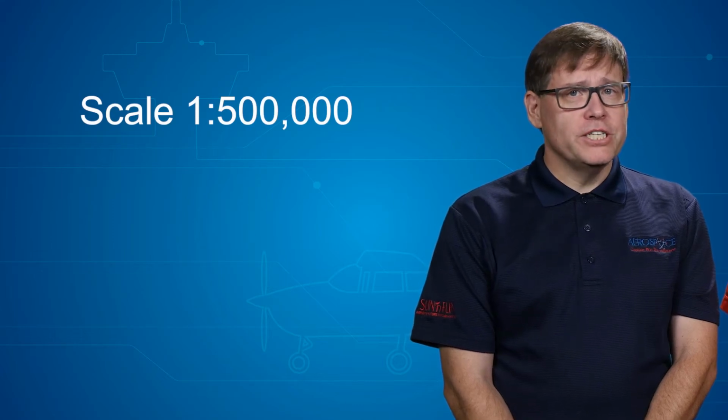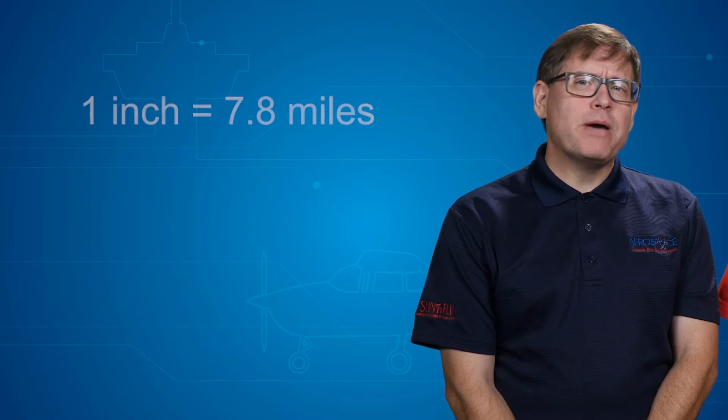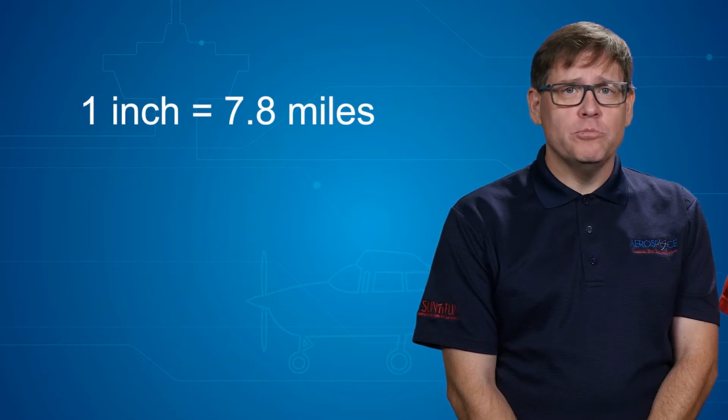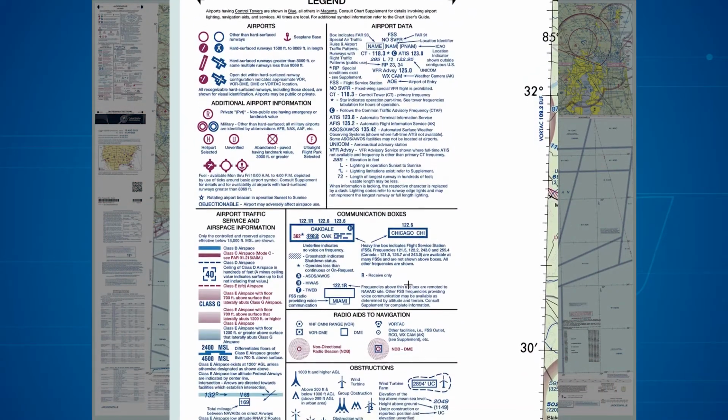This means that each inch on the sectional chart represents 500,000 actual inches. That is about 7 nautical miles or 8 statute miles on the Earth's surface. There are a lot of symbols on a sectional chart. You can refer to the legend to help you understand them. We're going to show you some of the most common symbols, so let's get started.